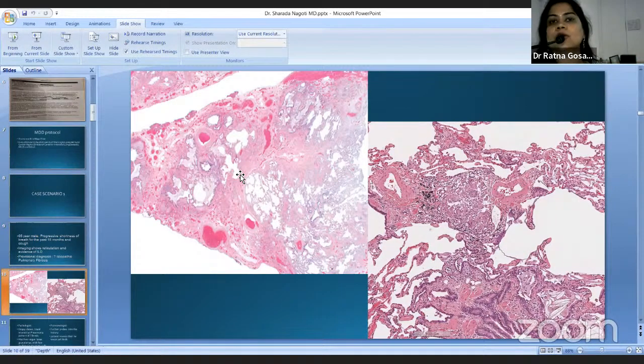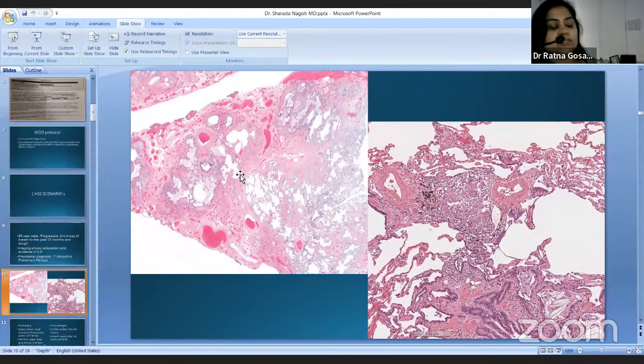But again, the reverse is not true. UIP pattern on biopsy doesn't always mean that it is IPF clinically. So hope you got my point. So clinically, IPF means UIP pattern on biopsy, but biopsy pattern of UIP doesn't always mean that it is IPF, because there are other entities also showing this UIP pattern of fibrosis. So from this, UIP pattern of fibrosis is going towards the provisional diagnosis of IPF.